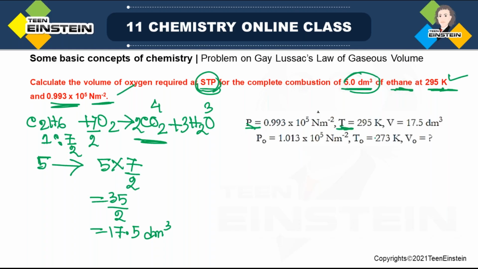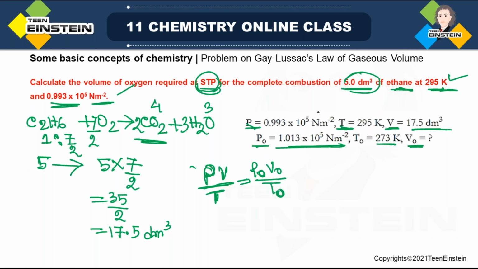Temperature that is given, this is capital T, and this is the volume that we have just calculated. But we have to find the volume which is V naught, under P naught and T naught temperature. Now T naught, STP condition, means 273 Kelvin or 0 degree centigrade, and this is the value for pressure when it is STP condition. So now we will apply the formula. What we know is PV divided by T is equal to P naught V naught divided by T naught.